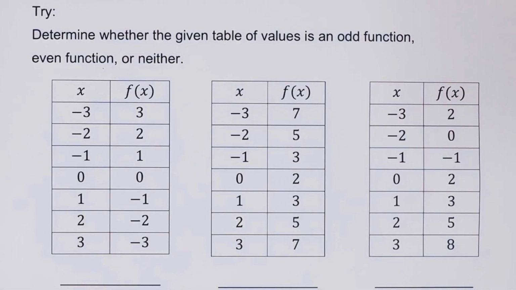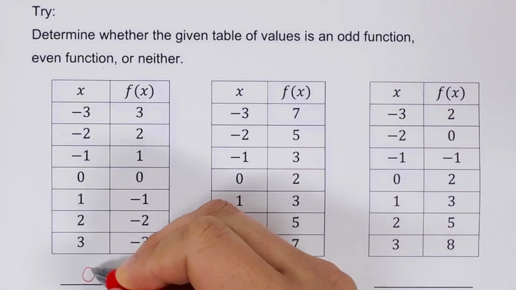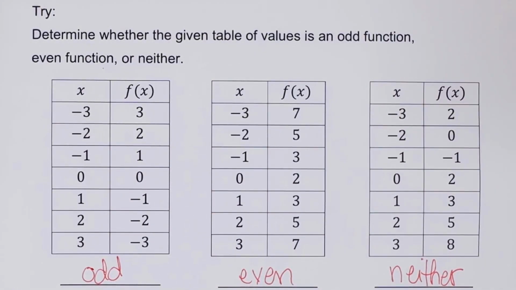Okay, let's go over this problem. If you did it right, these should be the answers. Did you get the same answers as these? Good, perfect. So that is how we determine if a given table of values is an odd function, even function, or neither.